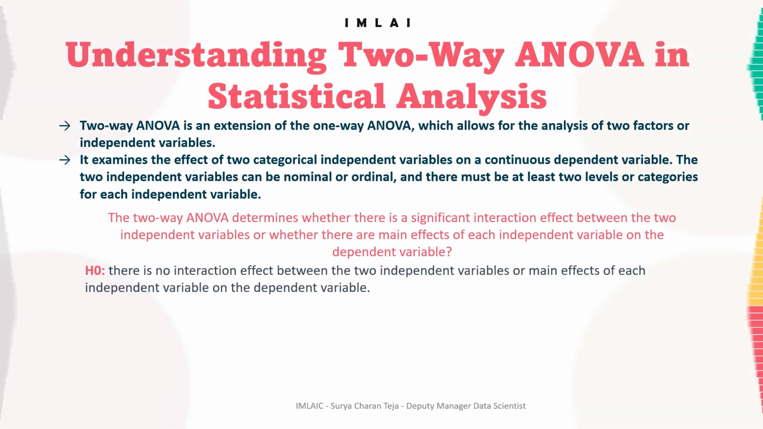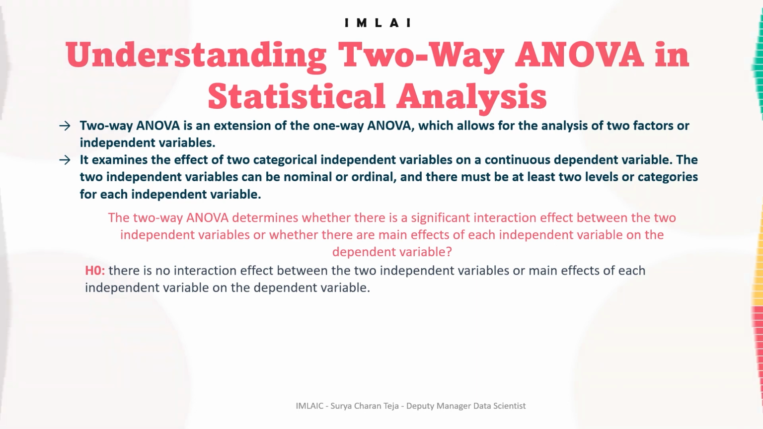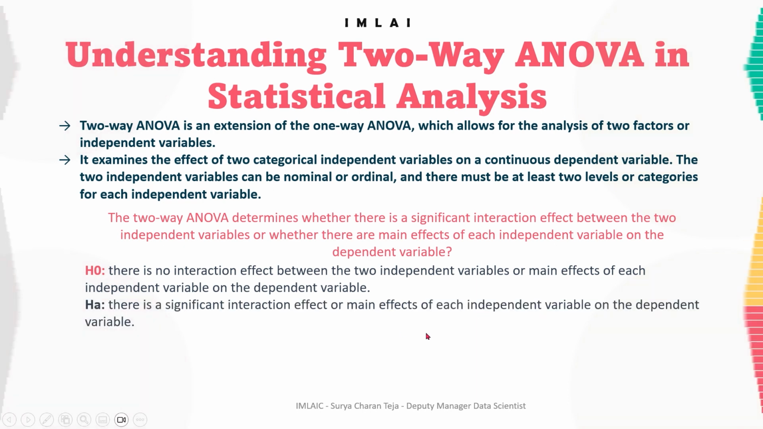The null hypothesis for a two-way ANOVA is that there is no interaction effect between the two independent variables, and no main effects of each independent variable on the dependent variable. That is our null hypothesis, and the alternative hypothesis is that there is a significant interaction effect or main effect of each independent variable on the dependent variable.